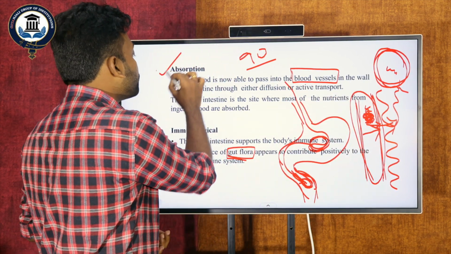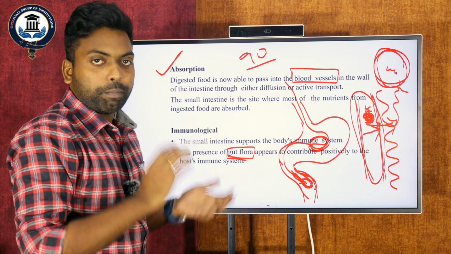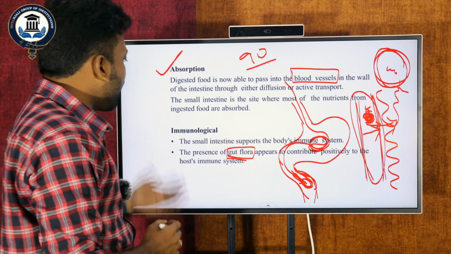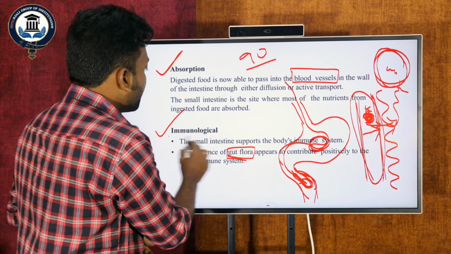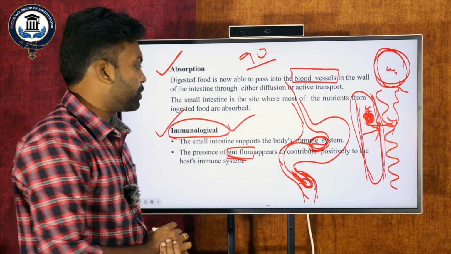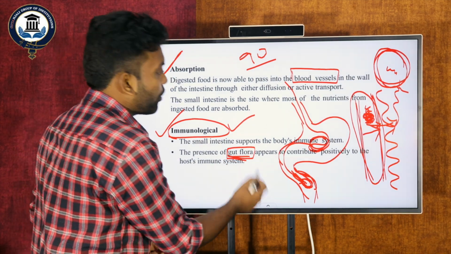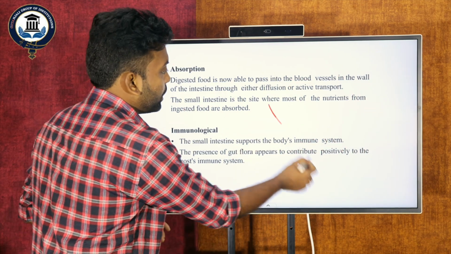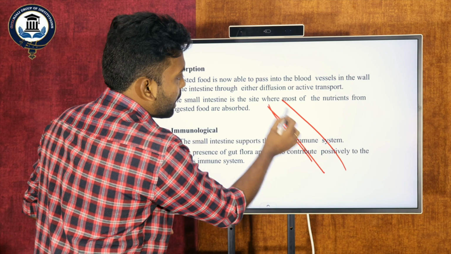So absorption is one of the functions of the small intestine. And the next function is immunological, which acts as a prevention of infection. In the presence of gut flora, every small intestine has flora.